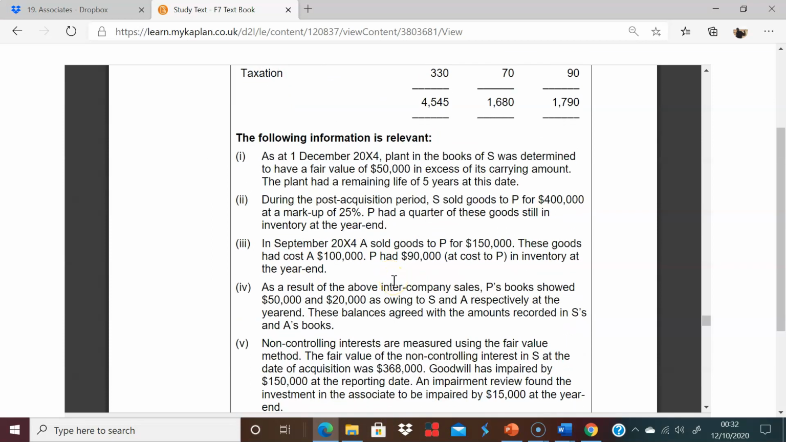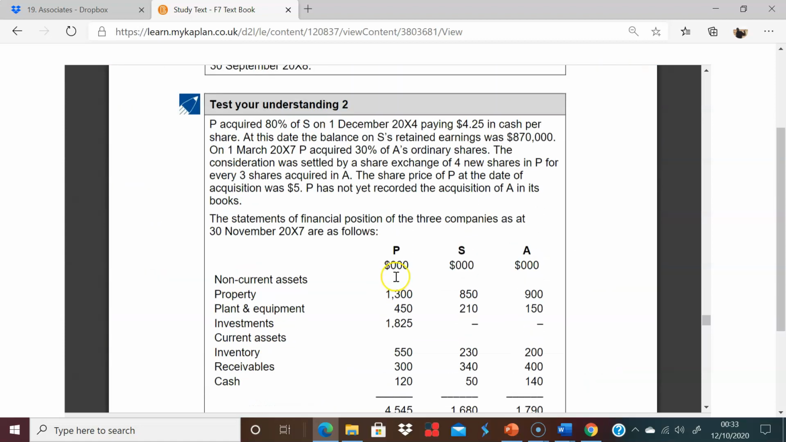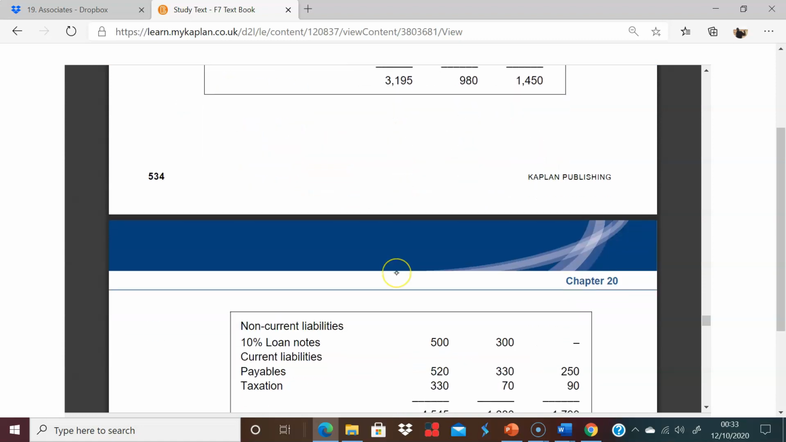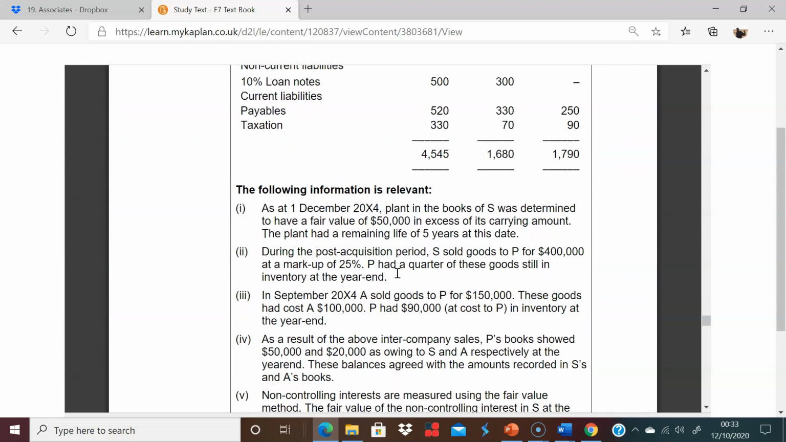First of all, it's important to realize this is the 1st of December. Really important to get the dates right. So this is the 1st of December all the way to the 30th of November. So hopefully you start getting used to this. In your mind you're thinking, plant in the book exceeded fair value by 50,000 in excess of its carrying amount. Plant has a remaining life of 5 years to this date.